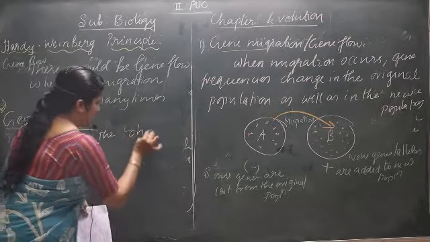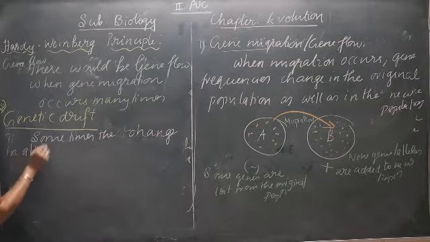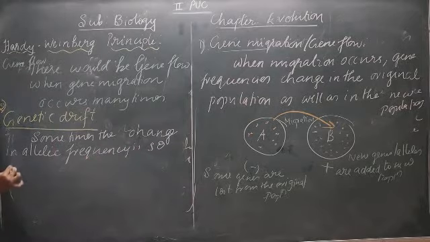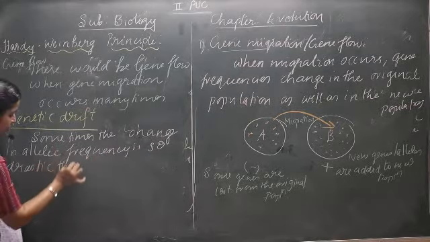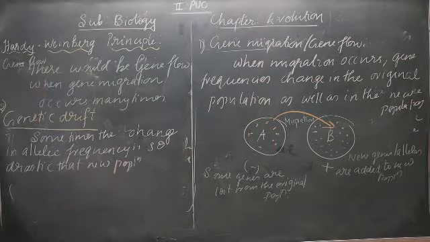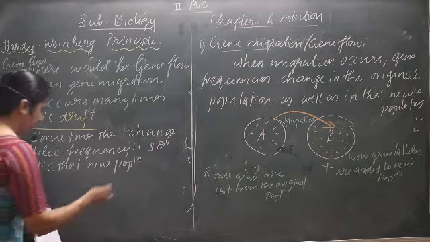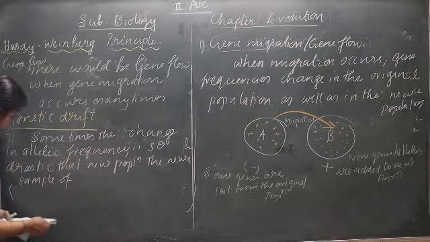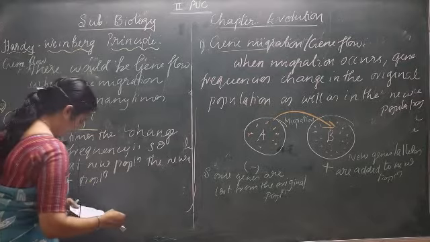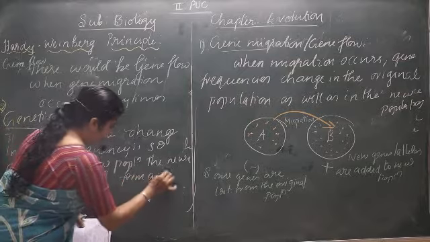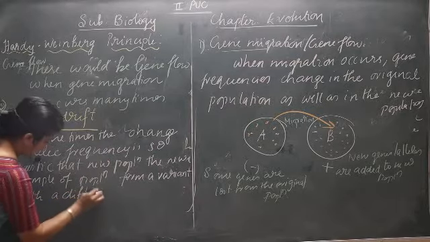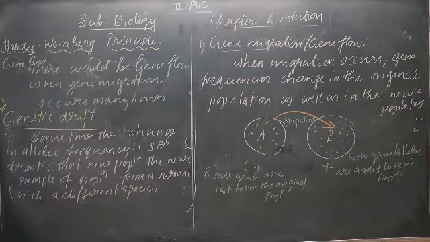Sometimes the change in allelic frequency is so drastic that a new sample of population forms a variant with a different species. So this is what genetic drift is.